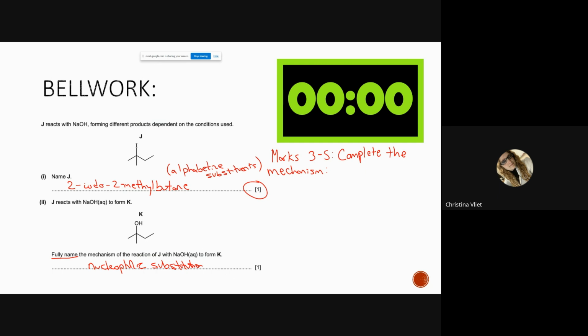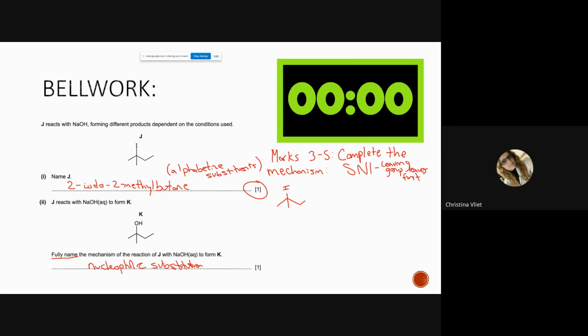A lot of people were choosing the wrong mechanism at first. You got to be careful here. This would be, and I'm just going to use how they present it to me, an SN1. It's SN1, meaning that the leaving group leaves first. And that's the key difference. The leaving group leaves first before the other group can come in.